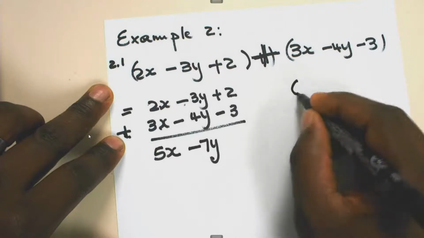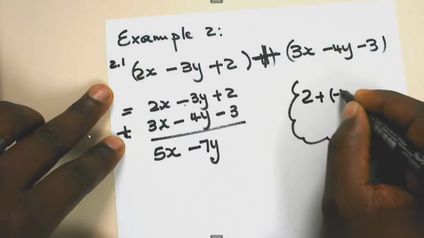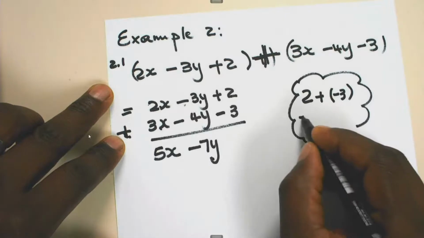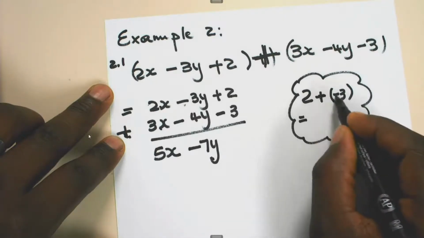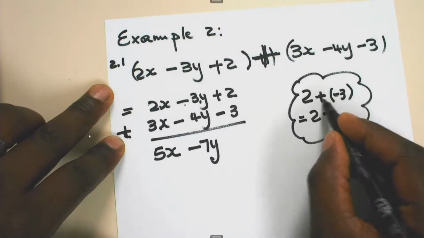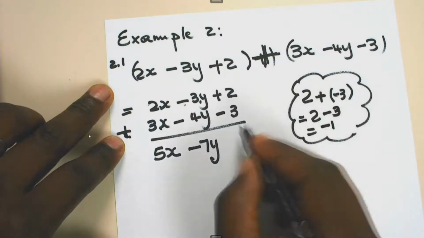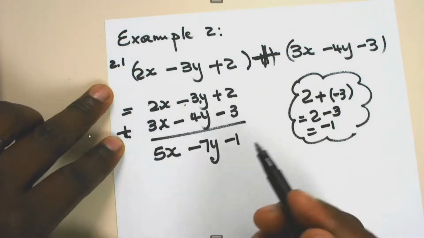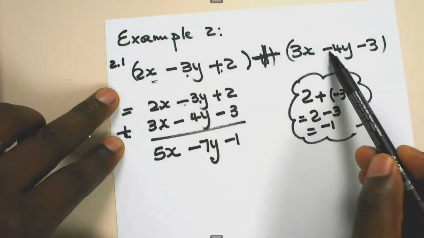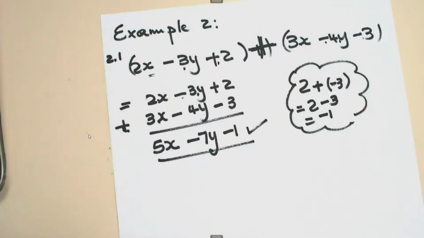If it is positive 2 plus negative 3, it will be the same as positive multiplied by negative. It will be negative, according to the distributive property, it is going to be negative 3, which is going to give us negative 1. Therefore, the answer here will be negative 1. So when you add 2x minus 3y plus 2 plus 3x minus 4y minus 3, you'll be getting 5x minus 7y minus 1. All right.